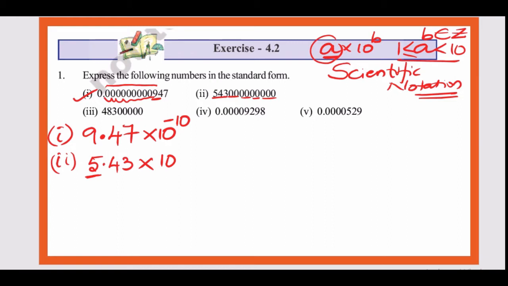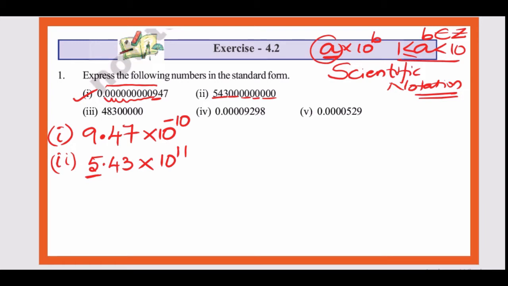They are 9, and this 4 and 3. If you add them, 9 plus 2 is nothing but 11. So this answer is 5.43 into 10 power 11. You need to understand this particular concept: whenever you are having a large number, you need to take the power as positive. Whenever you are having a very small number, you need to take the power as negative.